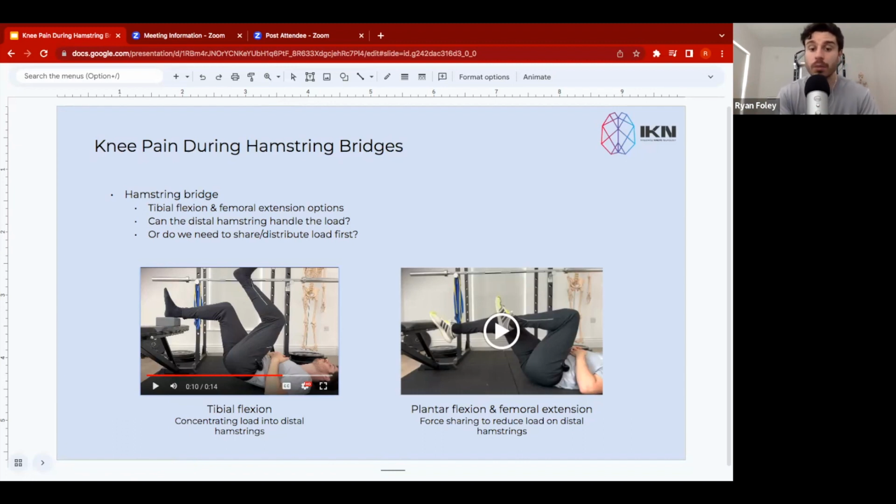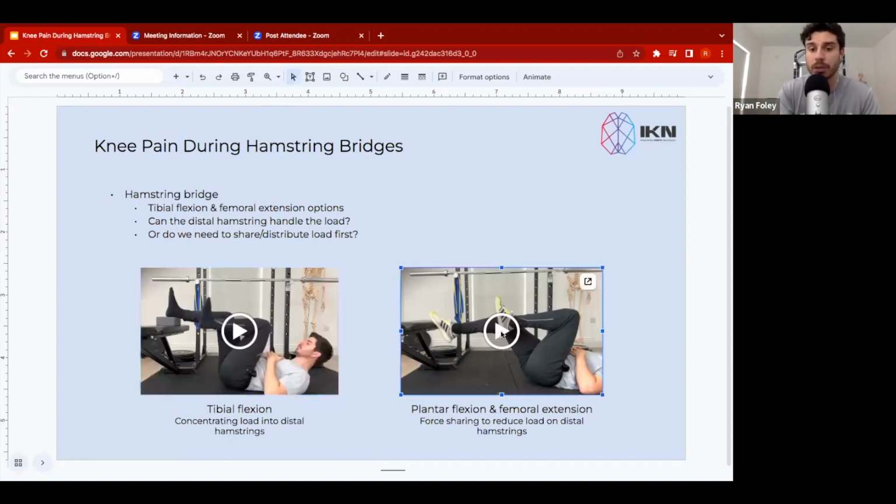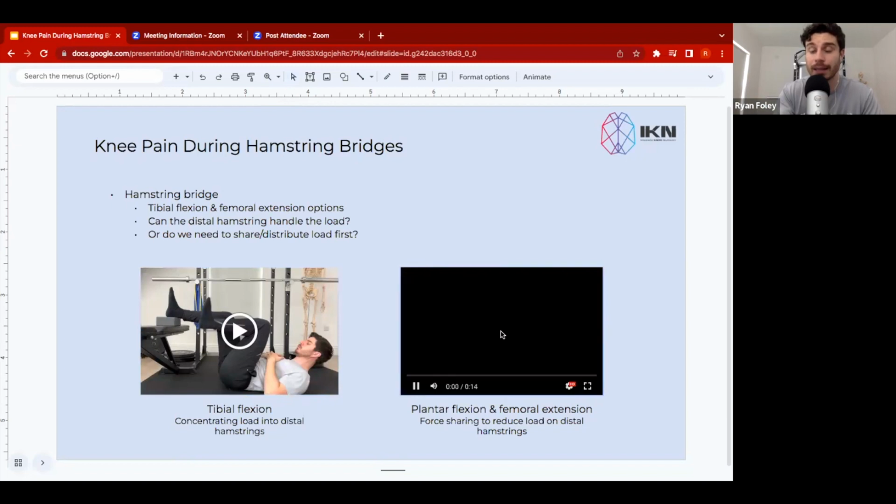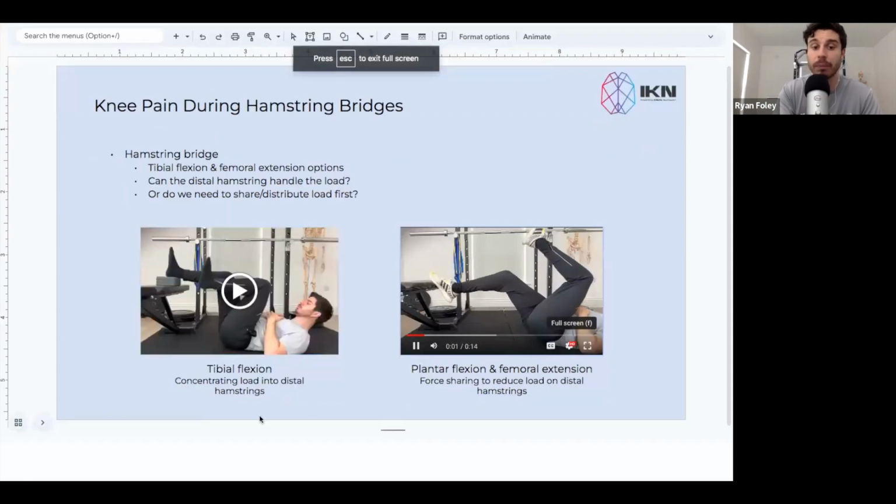One option that we can use here is we can distribute some of that force production, that force generation into other muscular tissues and other joint segments. Okay, so we can distribute some force, still biasing more of a static hold and isometric strategy here, but we can distribute some of that force into ankle extension, or plantar flexion, and femoral extension.